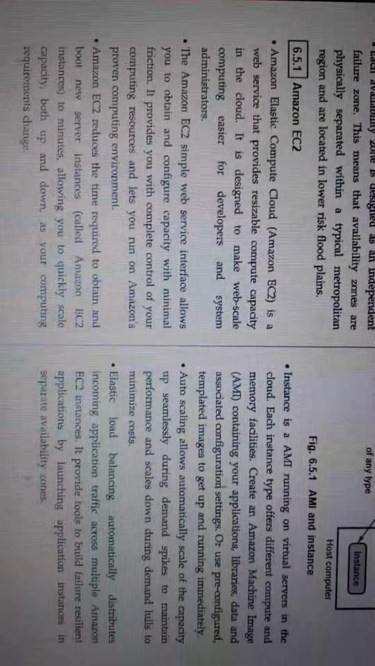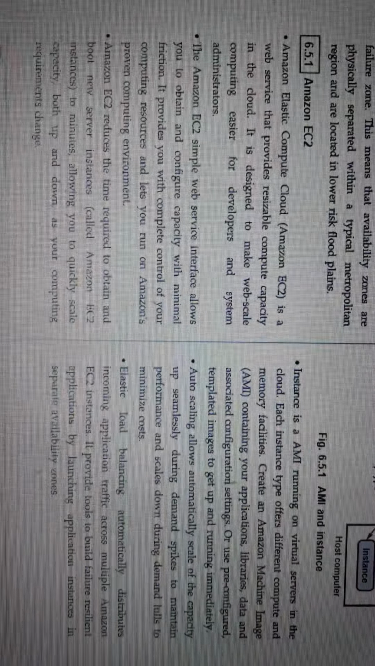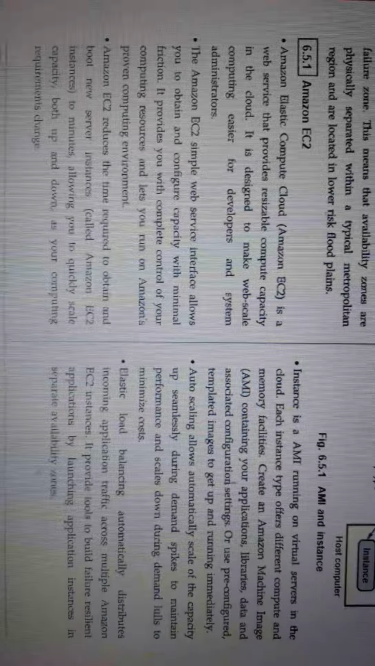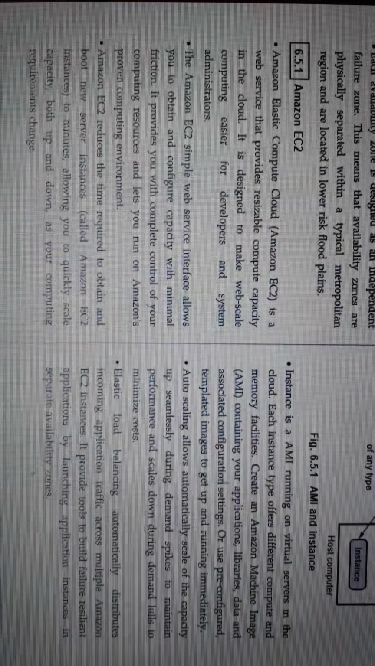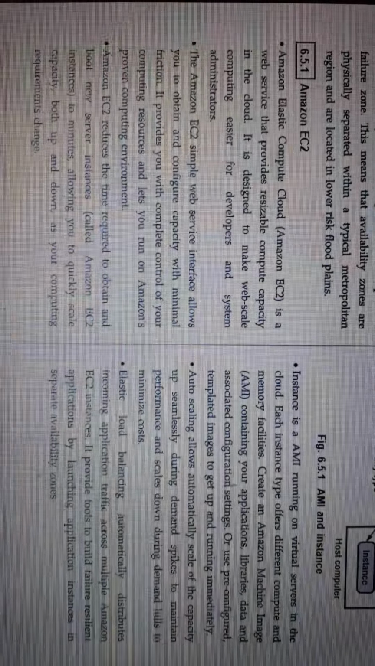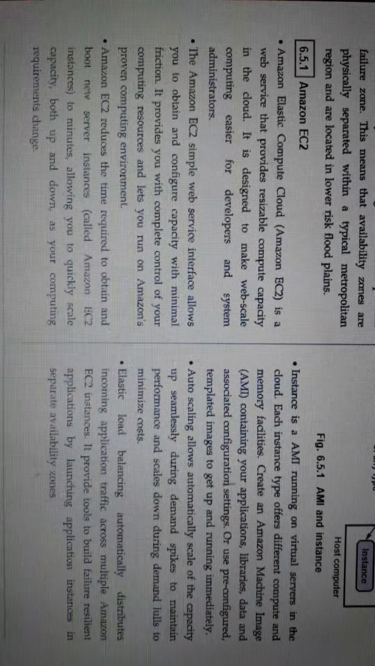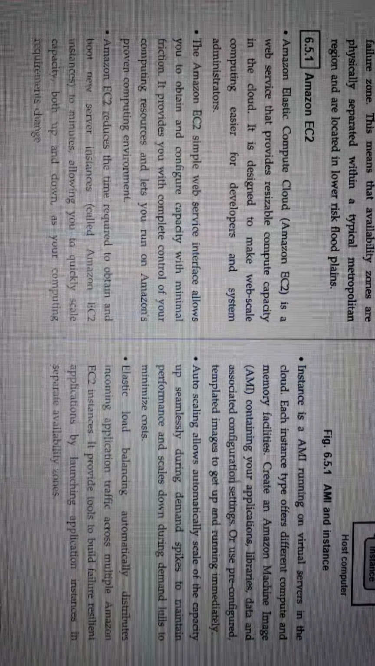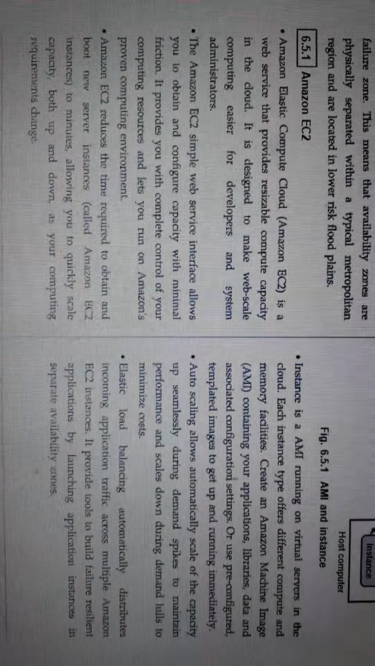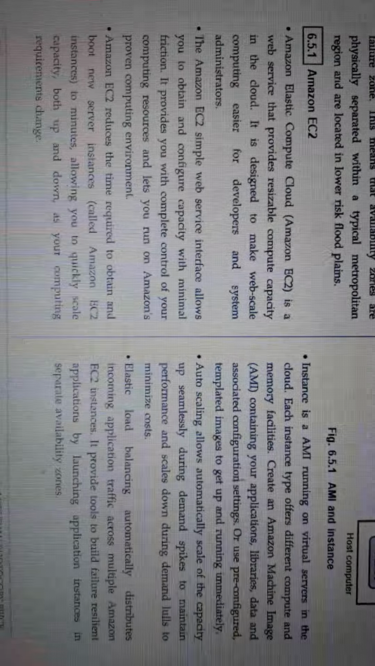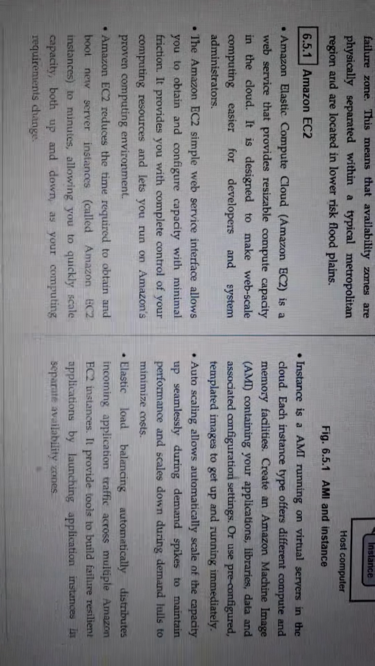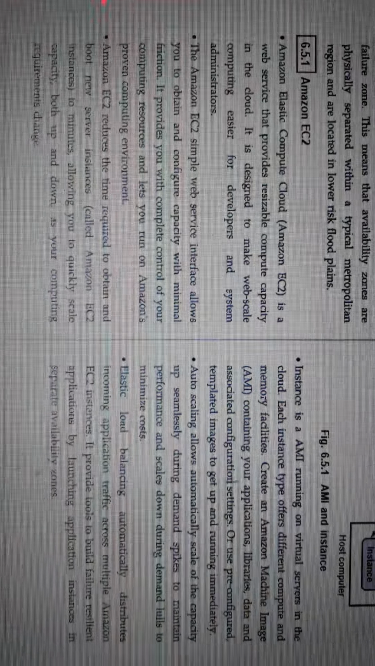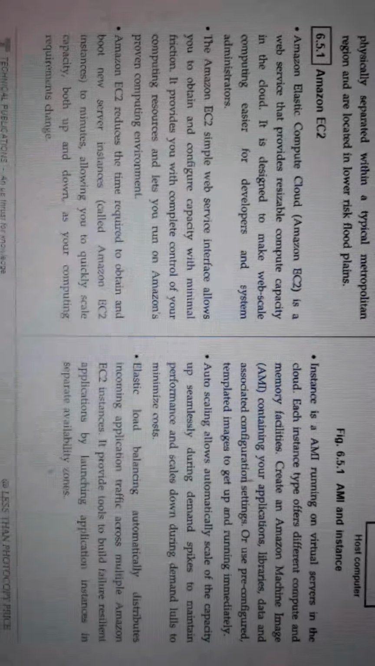So here we are seeing Amazon EC2, which is Amazon Elastic Compute Cloud. Amazon EC2 is a web service that provides resizable compute capacity in the cloud. It is designed to make web-scale computing easier for developers and system administrators. The Amazon EC2 simple web service interface allows you to obtain and configure capacity with minimum friction. It provides you with complete control of your computing resources and lets you run on Amazon's proven computing environment.